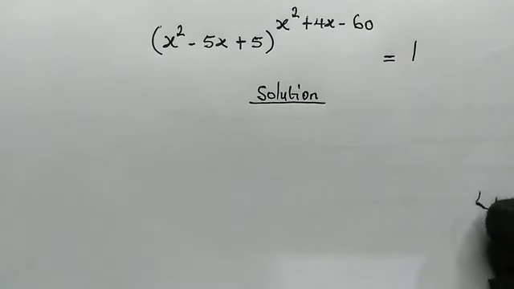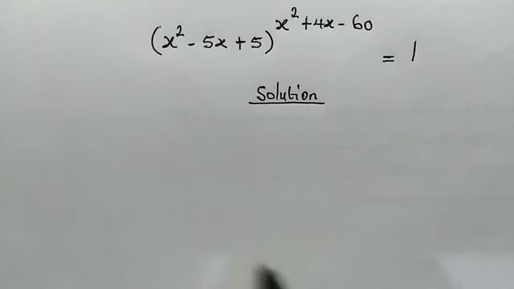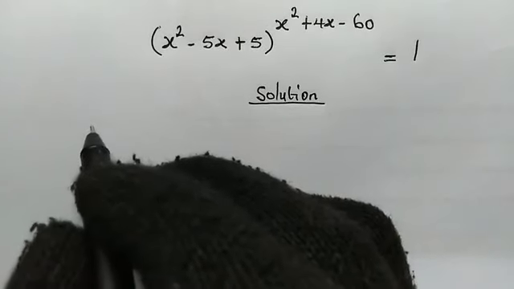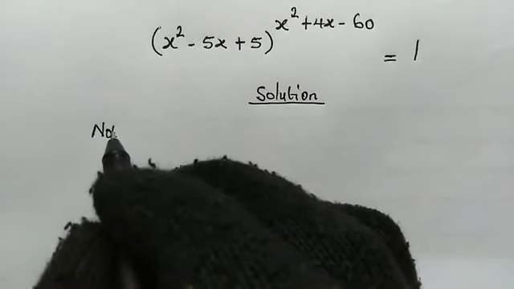Today we're going to solve this interesting exponential equation with a quadratic base and a quadratic power. Here we have x squared minus 5x plus 5 raised to the power of x squared plus 4x minus 60 equals 1. In this video, we'll be solving for all possible values for x. Now let's get started. We need to take note of the following because these things are really very important.